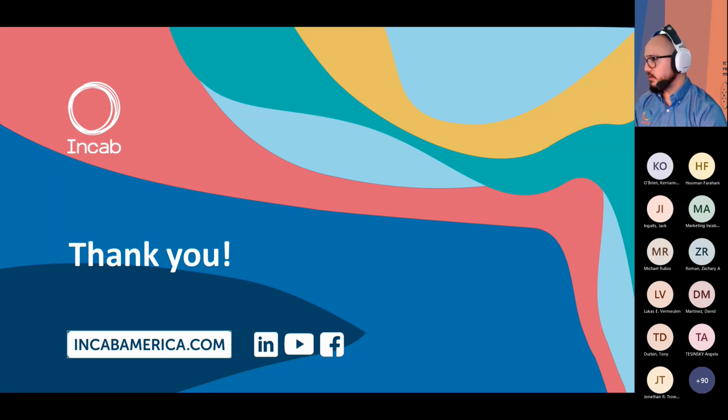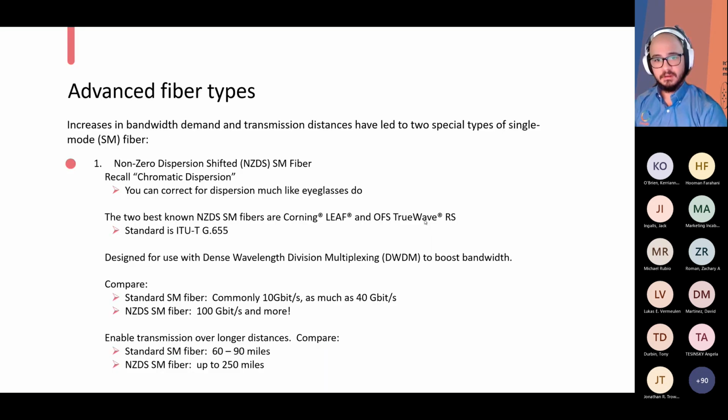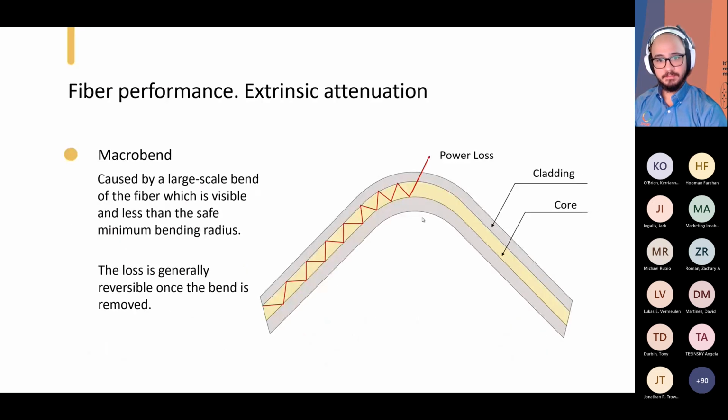What is the difference between microbend and macrobend? Okay, let's backtrack a little bit. Macrobend is what you can visually see, so think large scale. Like I have a pen, so I can't really bend it, but I can bend it a little bit, and you can see that it's bending. So a macrobend is more visual and more environmental, I'd say.